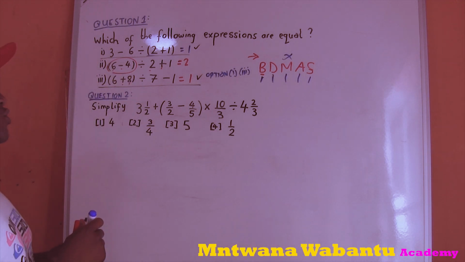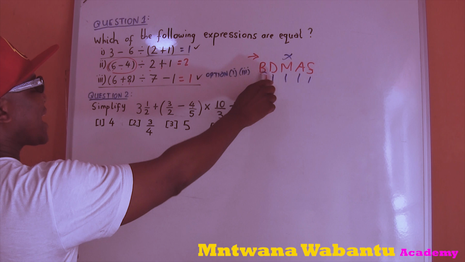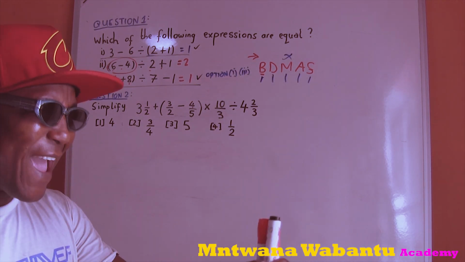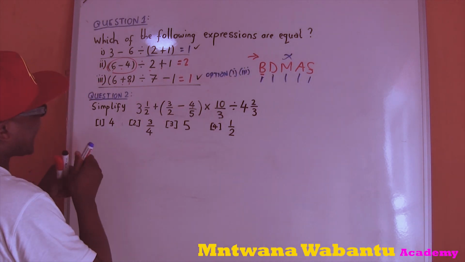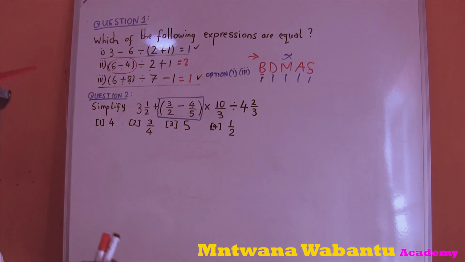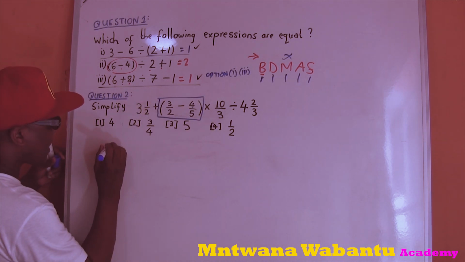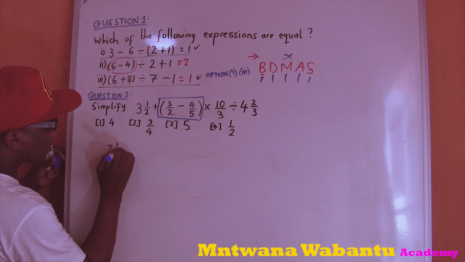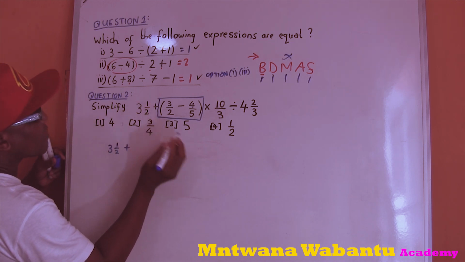So what we're going to do, you're going to do the same approach. Do you have a bracket? Yes, we do have a bracket. Where is that? This right here. Maybe it's a bracket we have to start with. So now I'm going to say here I have a 3, 1/2, and then we have a plus. So now let me work with the bracket.